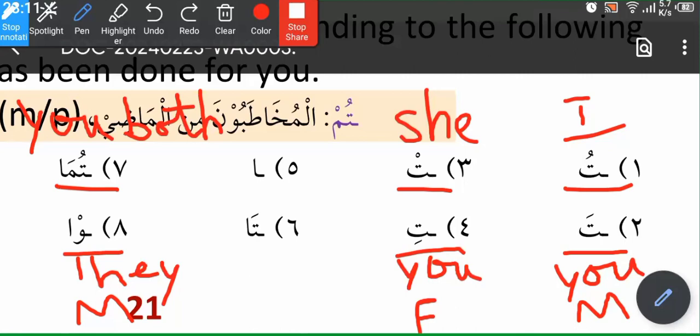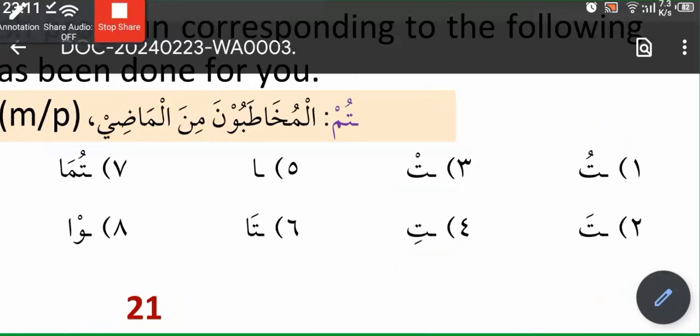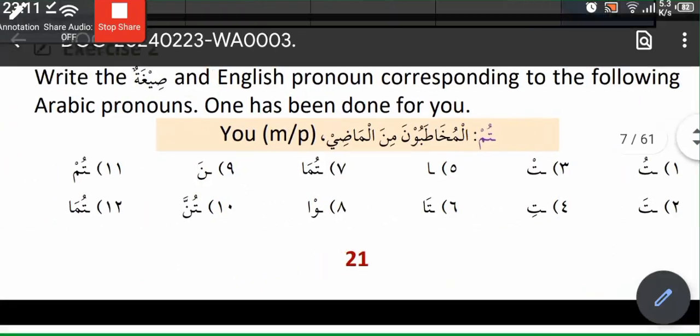Ta maftuha, ta with the fatha, means you for a male. Ta with the kasra means you for a female, right? Tuma is always used for two people, either they are men or women, but they have to be mukhatab, like you are talking to them, second person. Then it is tuma, okay? And then waw alif is the damir for jama muzakkar ghaib. Okay, mashallah.